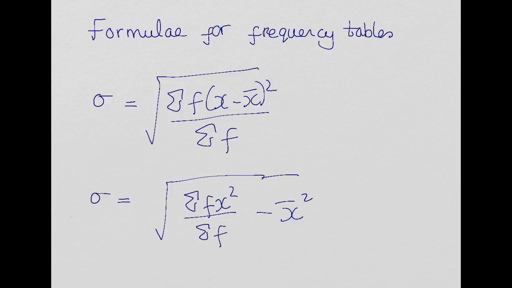So this one down here, you're doing your x squared times your f, adding all of that up and dividing by the sum of f, take away your mean squared. So it's the same kind of idea, but just with an f in here instead. And if you wanted to work out the variance, it would be sigma squared, the same formula but without this square root here.